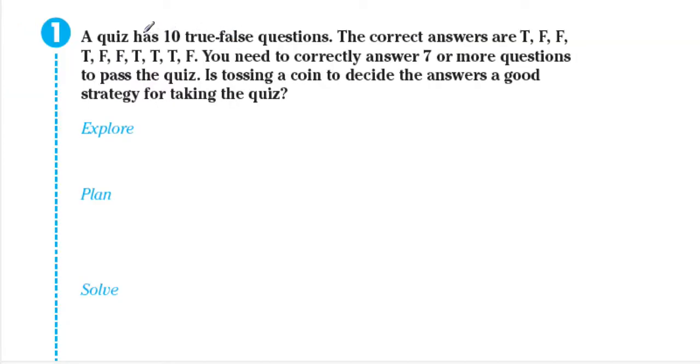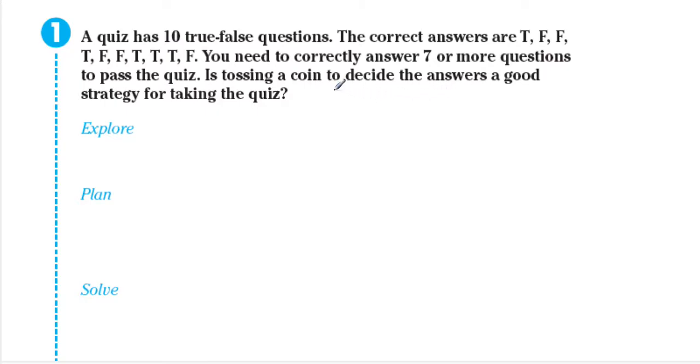Let's take a look at this example. A quiz has 10 true or false questions. The correct answers are TFF, TFF, TTTF. Those are all the answers for the true or false questions. You need to correctly answer 7 to pass the quiz, 70%. Is tossing a coin to decide the answer a good strategy for taking a quiz? Let's say you completely did not study for the test and you were very much unprepared and you got a coin in your pocket.